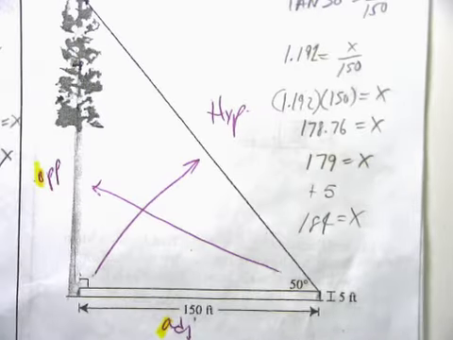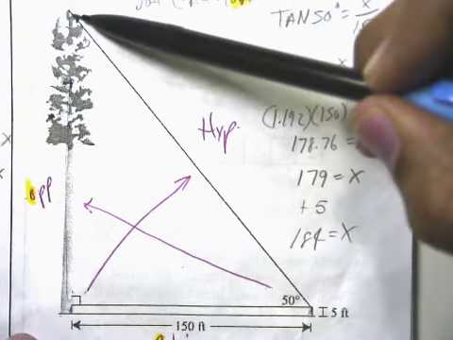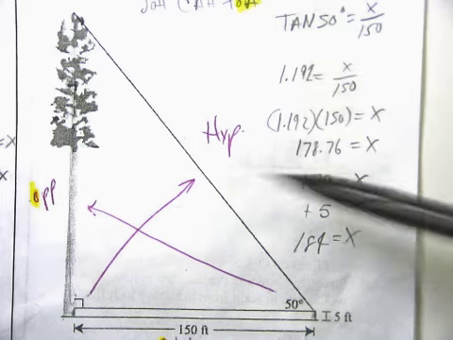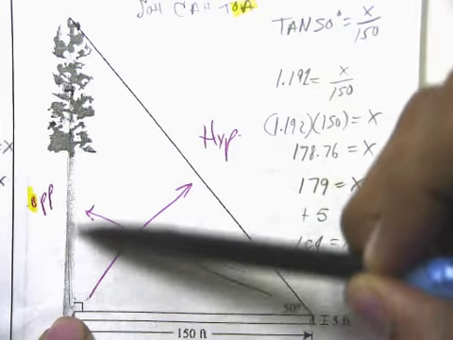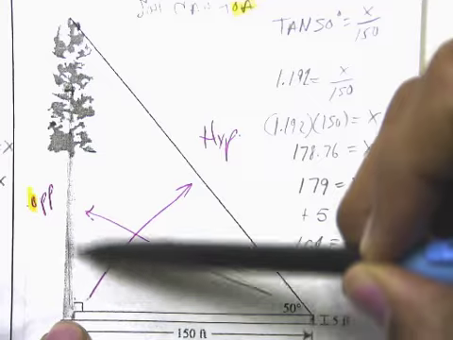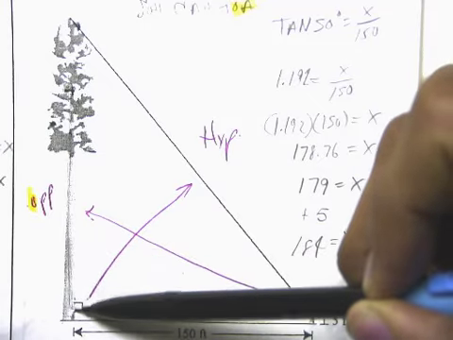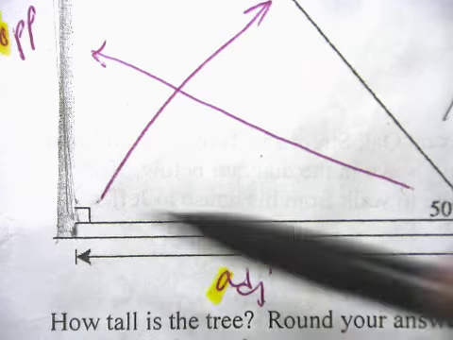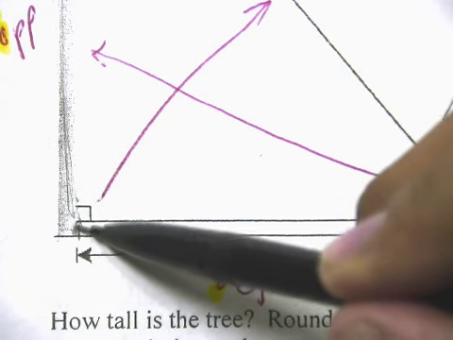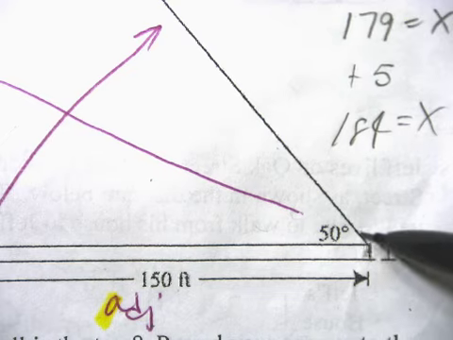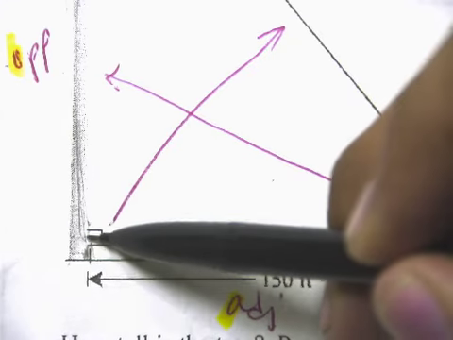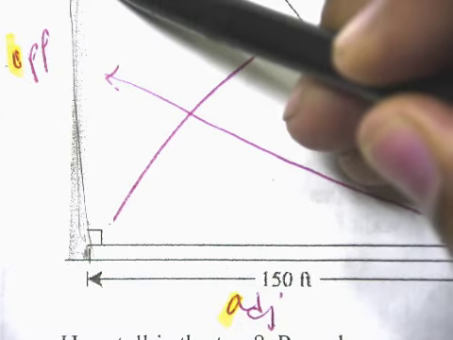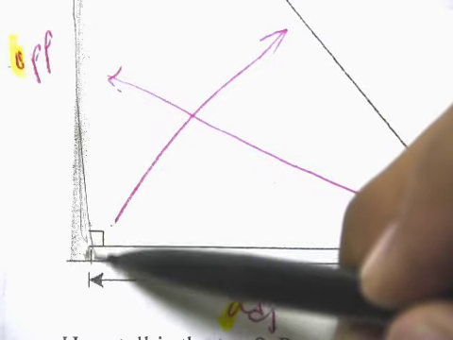However, 179 is not the answer. Look a little closer here. When you got 179, what you got was the height of this triangle, starting from the 90-degree angle up. But if you look a little bit closer there, the base of the tree is actually a little bit lower. And that's actually a total of 5 feet. So from here up on your triangle, it's 179.